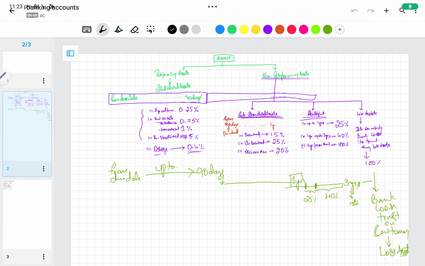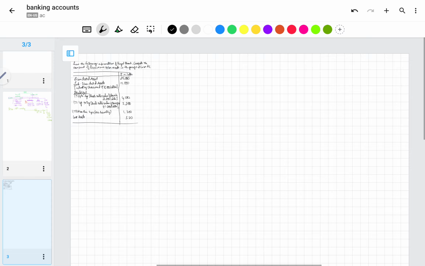In the last video, we discussed the basic fundamentals of asset classification for the purpose of treatment of provision. Now we'll discuss the same concept with a problem. Here is the problem.